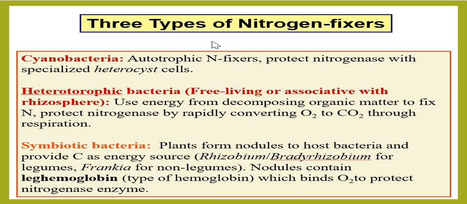Now we will categorize the nitrogen fixers into three types. So the three types include cyanobacteria, heterotrophic bacteria and symbiotic bacteria. These can be classified as per the protection mechanism of nitrogenase enzyme. As we have studied, the nitrogenase enzyme is oxygen sensitive, so these three fixers have certain mechanisms to protect the nitrogenase from oxygen. First, the case of cyanobacteria, this is an autotrophic nitrogen fixer, and it protects nitrogenase through their special heterocyst cells.